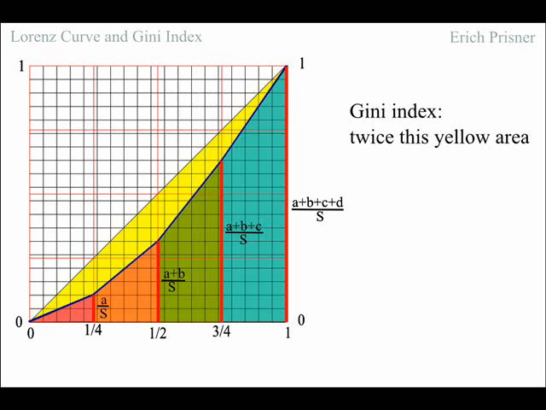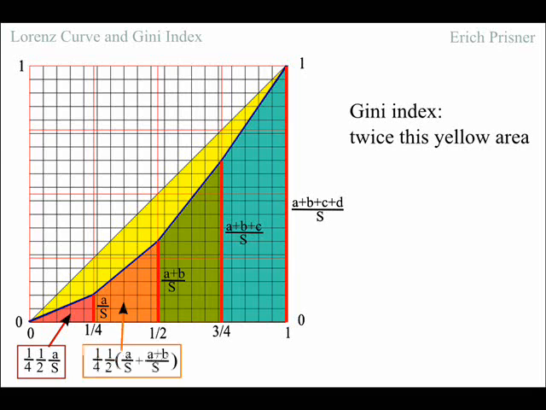In our case, all bases equal 1/4. Therefore the area of the triangle is 1/4 times 1/2 times a over s. The next shape is a trapezoid with base of 1/4 and heights of the left and right sides of a over s and a plus b over s. Therefore the area equals 1/4 times 1/2 times a over s plus a plus b over s.